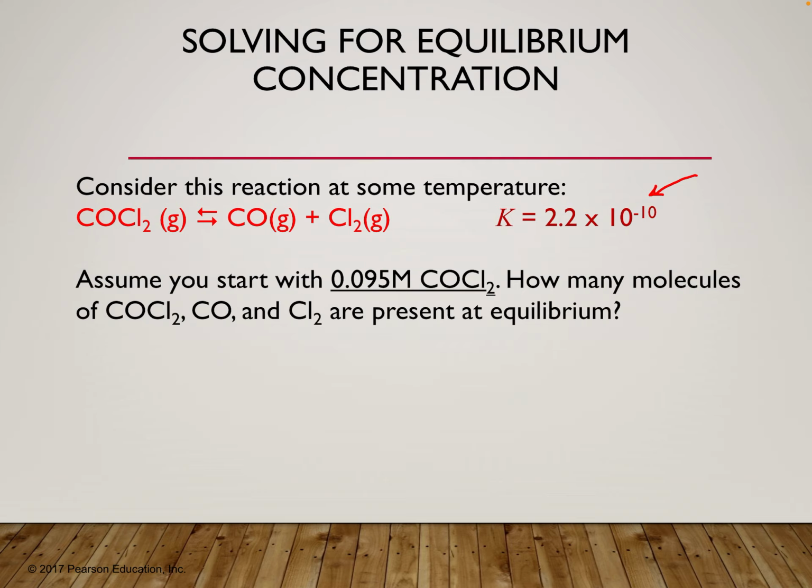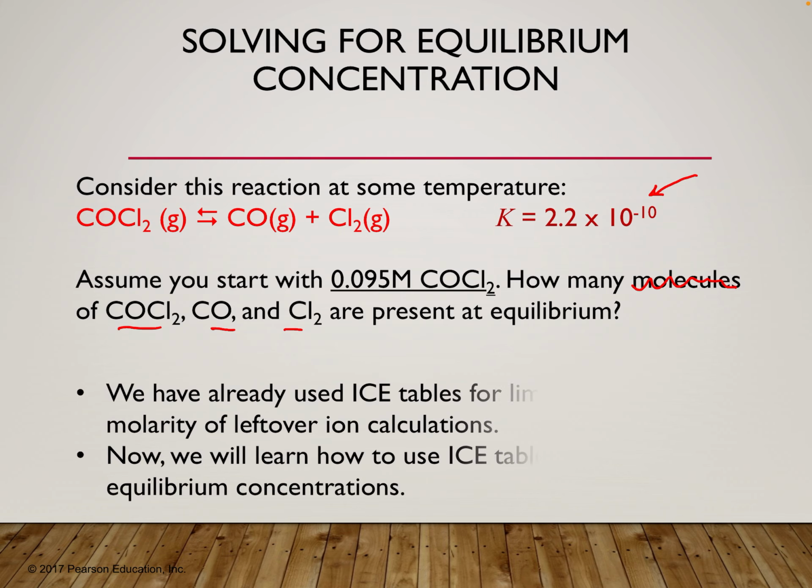So here we go. Assume you're starting with 0.095 molar of COCl2. And I want to know how much of each of these are present at equilibrium. Let's not do molecules though. Let's ask, what's the concentration present at equilibrium? And again, we've already used ice tables for limiting reagents and molarity of leftover ions. So if you haven't watched that lecture, do that first and then come back to this. But now we're going to figure out how to use ice tables to solve for equilibrium concentrations.